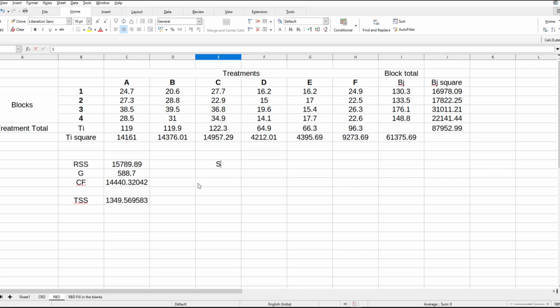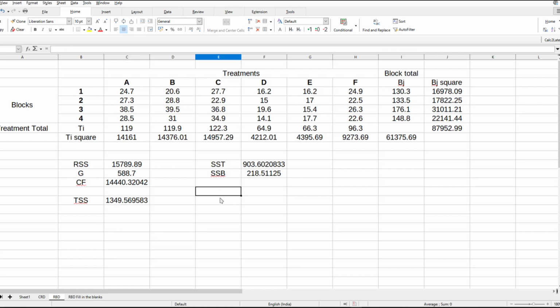So how do we calculate sum of square due to treatment? It is given by the total of treatment squares divided by number of blocks, 4, minus CF. The value is 903, right? What is sum of square due to blocks? SSB will be equal to this block square total divided by number of treatments, which is 6, minus correction factor. So 218. Fine. So we got sum of square due to treatment, we got sum of square due to block, we got total sum of square.